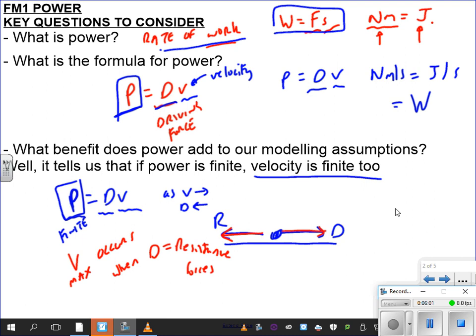Because it can't be any smaller than that, otherwise it's going to stop, isn't it? And therefore V has a limiting number. Therefore V has a corresponding maximum, doesn't it?